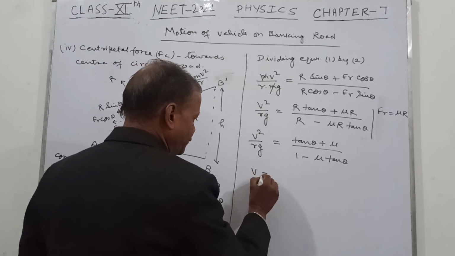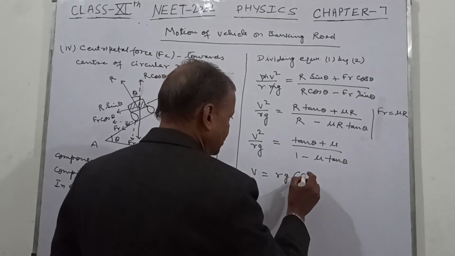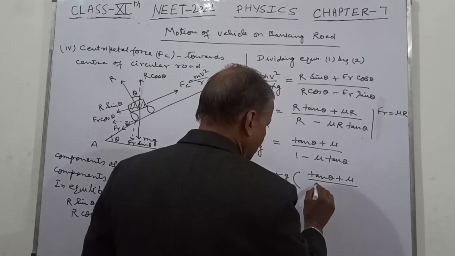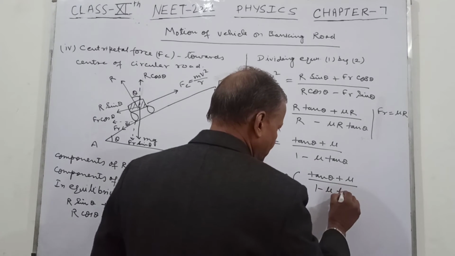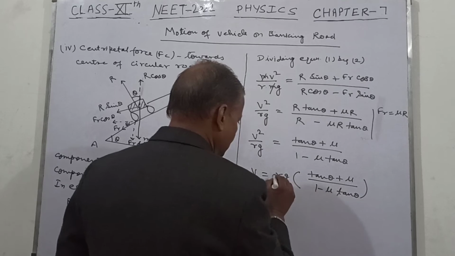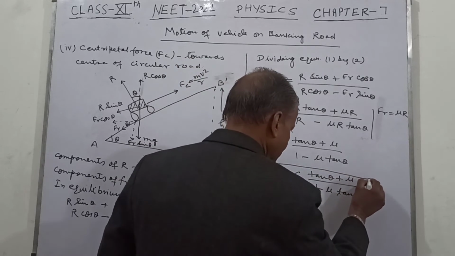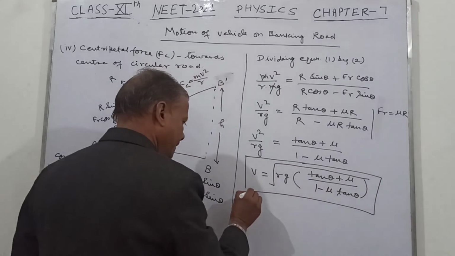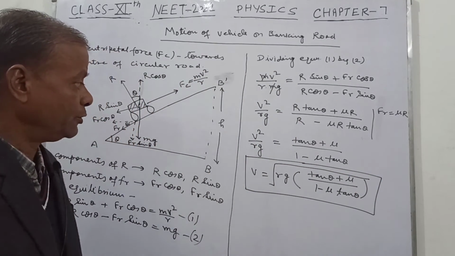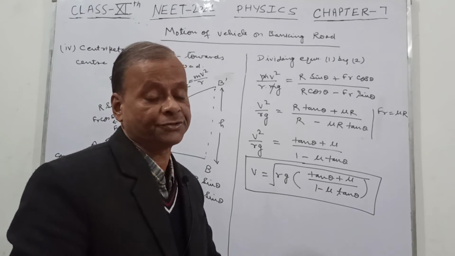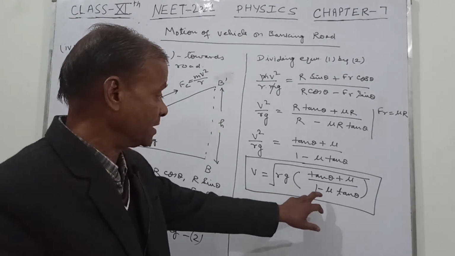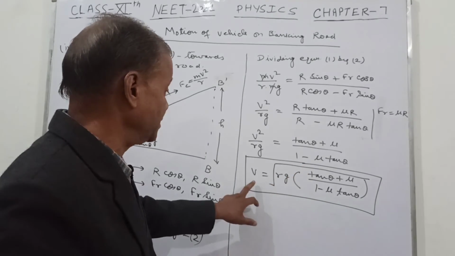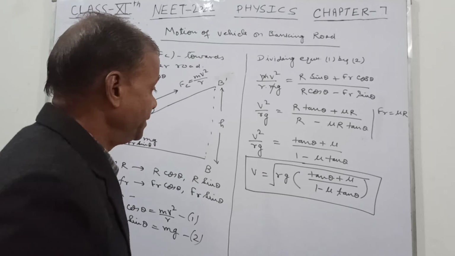And we can have this v equal to rg into tan theta plus mu upon 1 minus mu tan theta, all under the square root. This is the velocity. Now you can see from here that this is the maximum velocity, because this factor is minimum and this factor is maximum. So because of that, this v is maximum. It is maximum velocity.